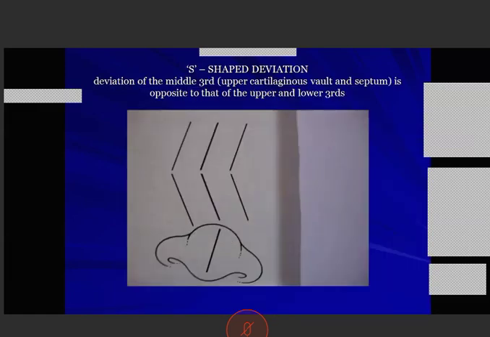Here you can see an S-shaped deviation where the bony part is deviated to the right, the cartilaginous part is deviated to the left, the opposite side, and the caudal part is deviated to the other side. So this is an S-shaped deviation. The deviation of the middle third, the upper cartilaginous vault and septum, is opposite to that of the upper and lower thirds.